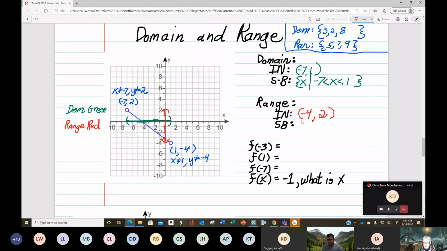And in set builder notation, again, we use the braces. But now I'm talking about the y's, so I say y bar. And my lowest y is -4, my highest y is 2. Y can be anything in the middle, but not actually equaling. And that's the way I would write that.